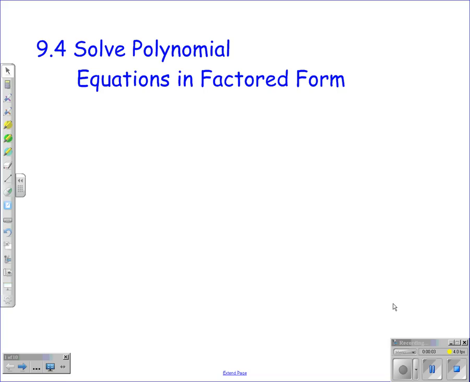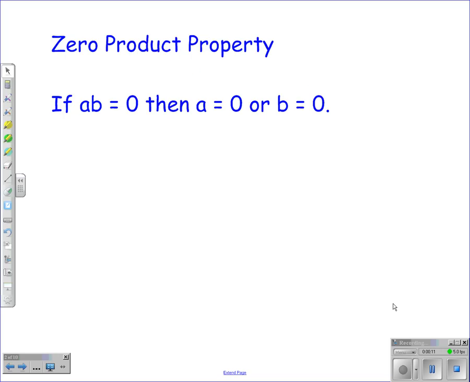We are working on section 9.4, which is solving polynomial equations in factored form. One of the first things you have to know is the zero product property. What it states is, if A times B is equal to 0, then A equals 0 or B equals 0. Think about this for a moment. If you multiply two numbers together and you get 0 as an answer, doesn't it make sense that one of those two numbers you multiply together has to be equal to 0?